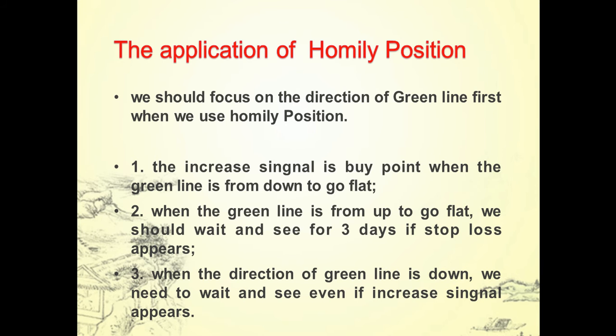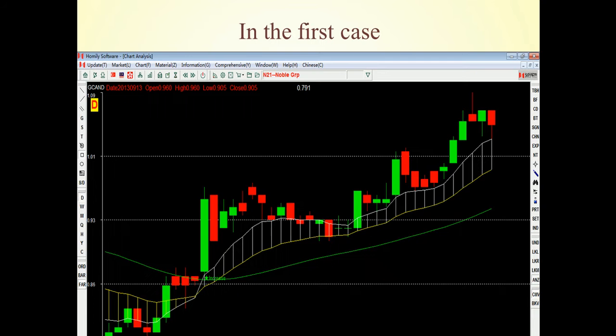So the next one. When the green line is from up to flat, we should wait and see for 3 days if stop loss appears. So if you see the green line is flat, even if the stop loss point appears, you'd better wait and see for 3 days. The next one, when the direction of the green line is down, we need to wait and see, even if the increase signal appears. So if you see the green line is in a downtrend, maybe the increase signal appears, you'd better wait and see, you cannot buy, okay? So this is the basic application.